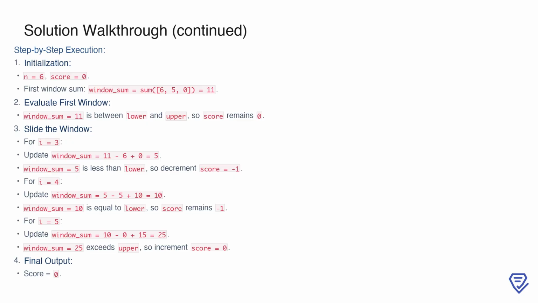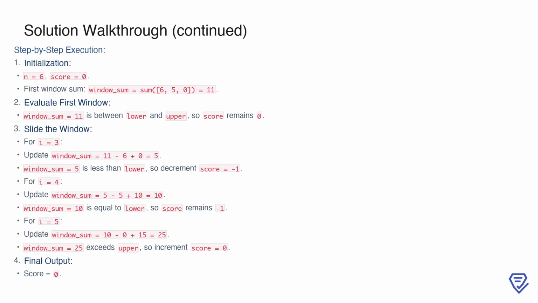Sliding the window to the next position, we update the sum by removing the first element and adding the next. 11 minus 6 plus 0 is equal to 5. Since 5 is less than the lower threshold, we decrement the score by 1, resulting in a score of minus 1. Moving the window again, we update the sum to 5 minus 5 plus 10 is equal to 10.